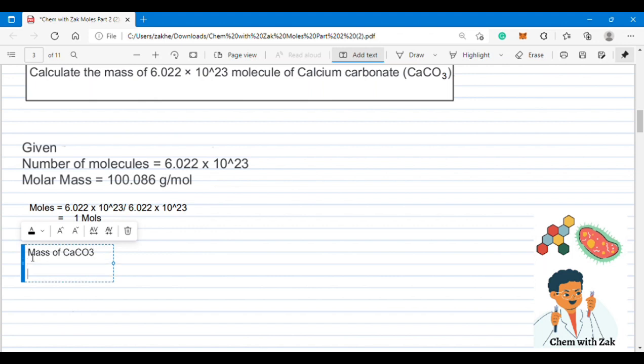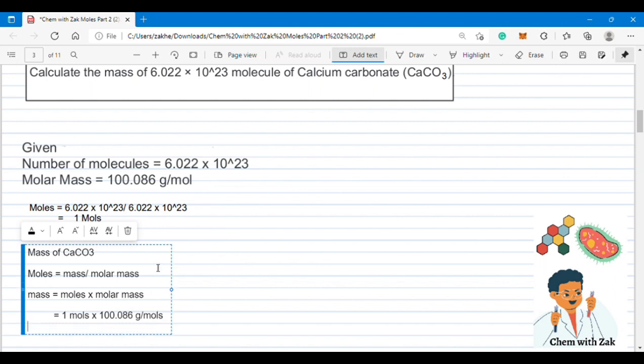is equal to moles, which is mass divided by the molar mass. And what we'll do now, we will transpose and make mass the subject of the formula, and we'll now say moles. So mass is now equal to moles times molar mass. And of course, from the first question, we found that the moles of calcium carbonate is 1. So we say 1 mole times 100.086 gram per mole.